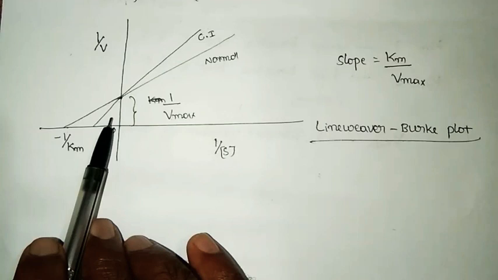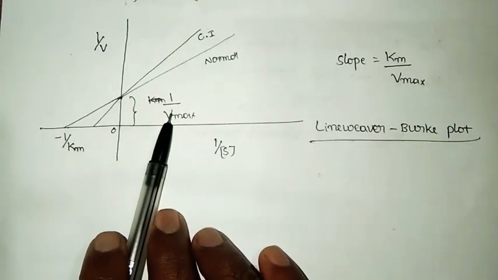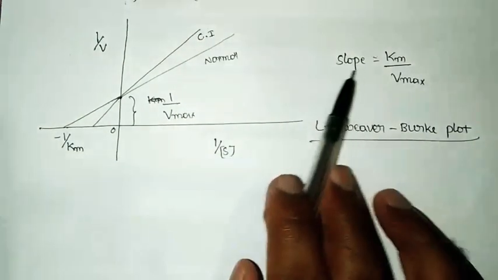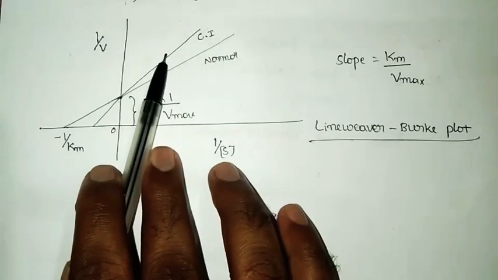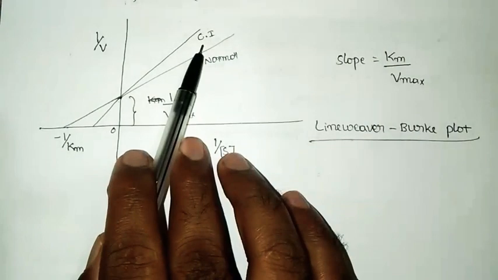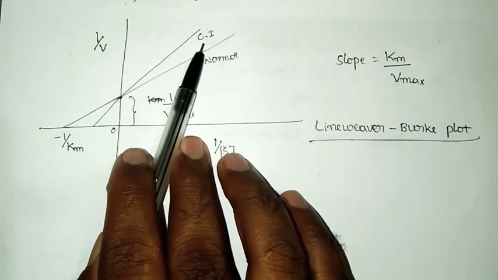Based on this, we can say that there will be no change in the maximum velocity in case of a competitive inhibitor, but since the slope value increases, the value of the Michaelis Menten constant also increases when the inhibitor present in the system is a competitive inhibitor.